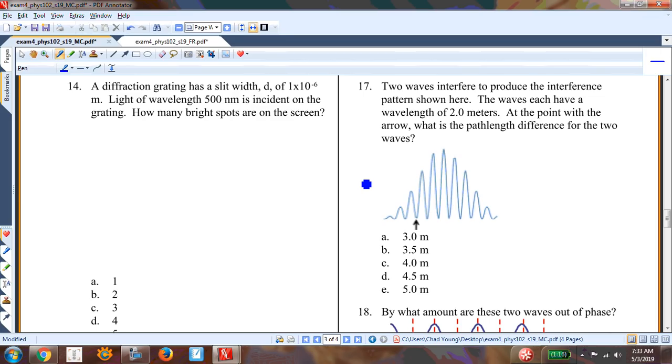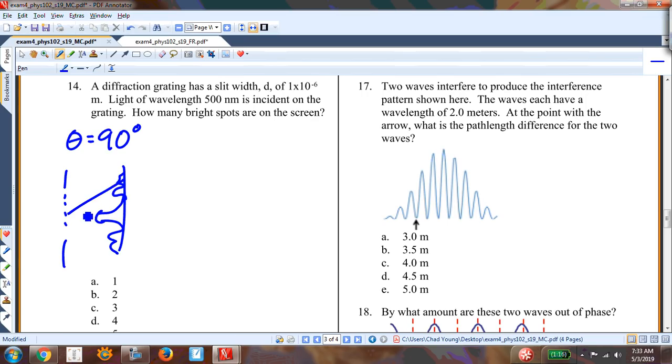Okay, how many bright spots are on the screen here for this diffraction grating? Remember, when I'm doing this type of problem, I set theta equal to 90 because if I have my diffraction grating and I have my diffraction pattern, these light rays are traveling at angle theta. However, when my angle theta exceeds 90 degrees, then it's like the light rays are going behind the diffraction grating. So I can't exceed that angle.